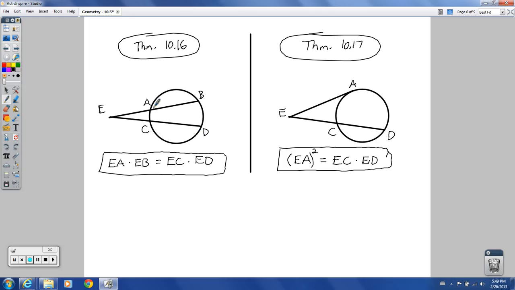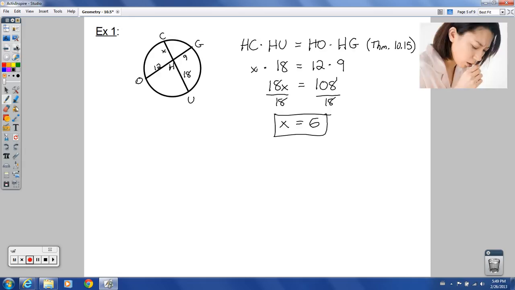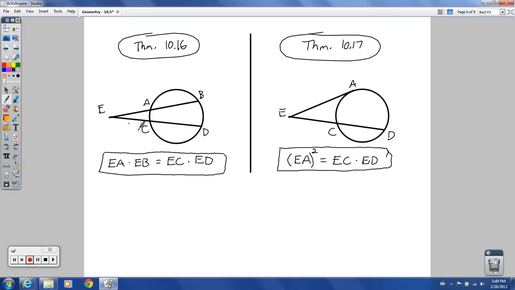So EA, the external segment, times the secant segment, the whole thing, equals EC, the external segment, times the whole thing, secant segment ED. So that's what's going on here. Here it is the parts. That's the EA part, it's the EB part. Here it's EC times the ED part for Theorem 10-15. But here it's a little different. It's the outside part times the whole thing equals outside part times the whole thing. Then here it's outside part times the whole thing equals tangent part times itself.